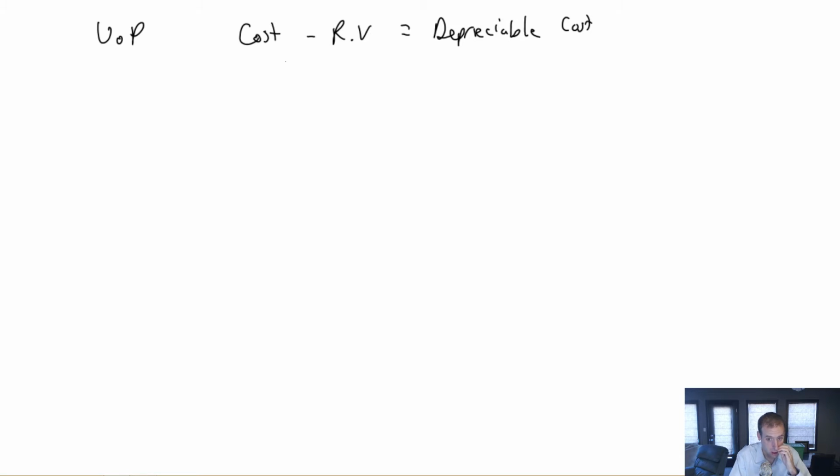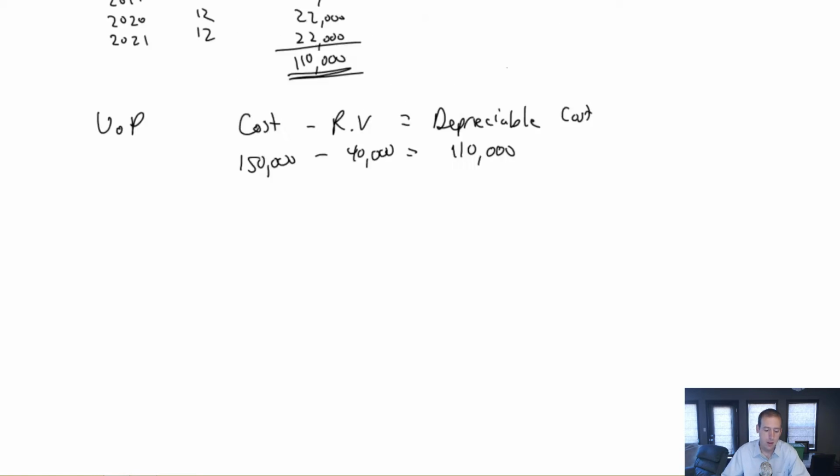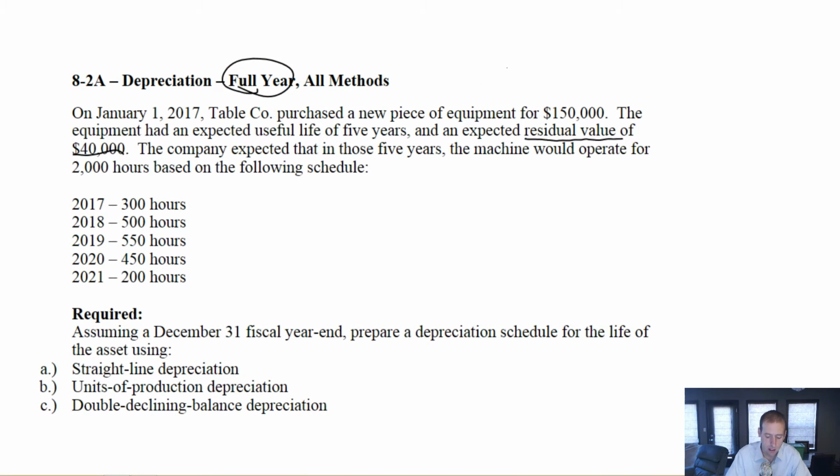So the cost of our asset, 150 grand. The residual value is expected to be 40 grand. The depreciable cost then is $110,000. Now, again, with straight line, I took this and I said, well, how many years? 110 divided by the number of years. This asset, though, its useful life, when we're using units of production, is going to be measured in not years, but hours, 2,000 hours.